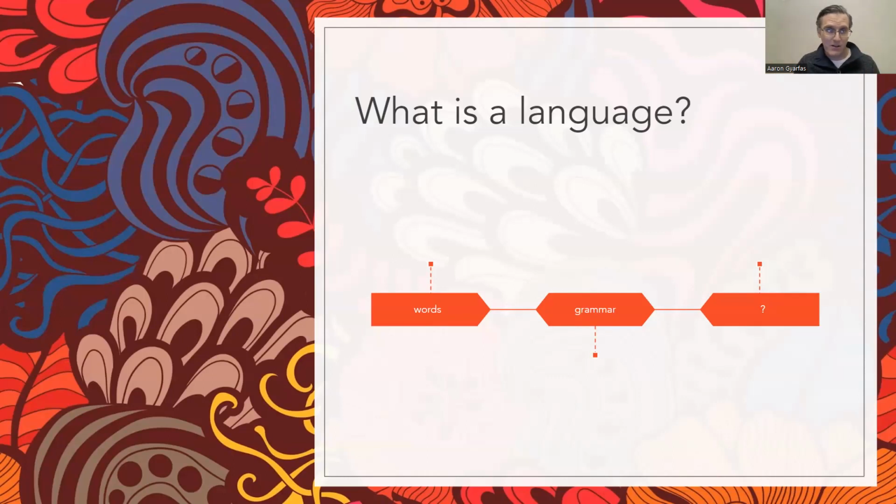And then we've been talking all semester about grammar and all the stuff that grammar entails. Is there anything else? Right? What other aspects or characteristics might we include when we think about a language?